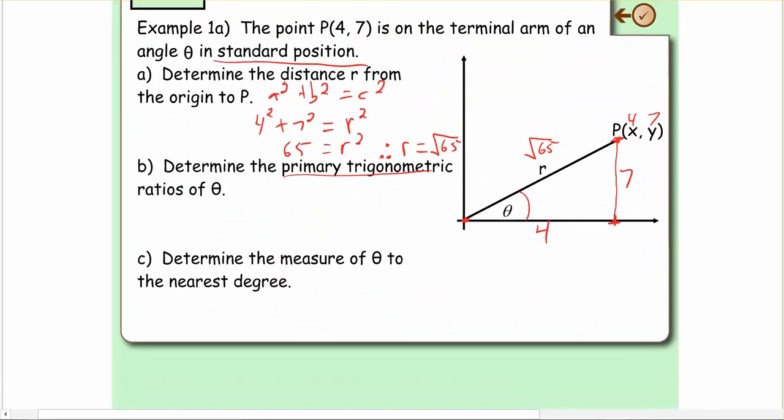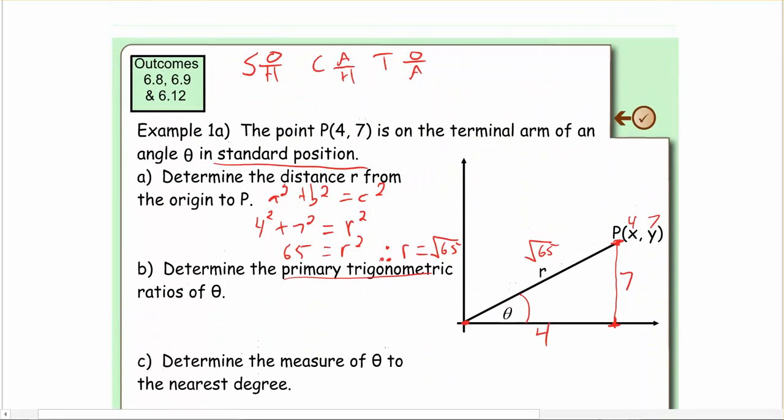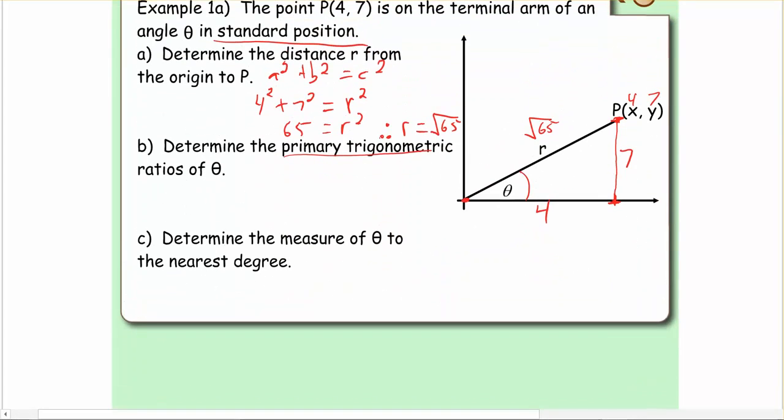So if I go down, it says determine the primary trigonometric ratios. It wants sine, cos, and tan, and then just put the opposite over the hypotenuse for sine, cos would be adjacent over hypotenuse. I'm just going to pause it and fill that all in. Okay, so this is all I really want.